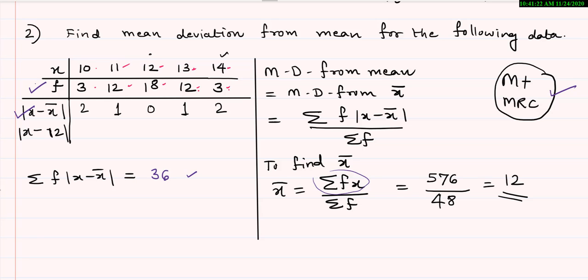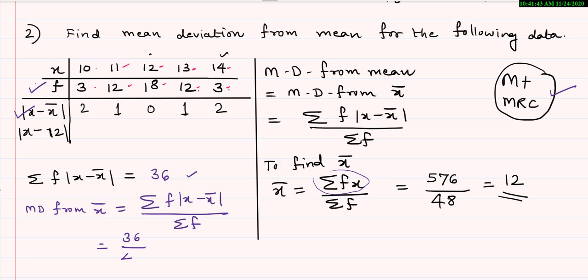And then you put the value in the formula. So I write the formula again. Mean deviation from x bar: my formula is summation of f mod of x minus x bar, whole thing divided by summation f. Now this is 36, and summation f is already calculated, it is 48, and so the final answer is 0.75.